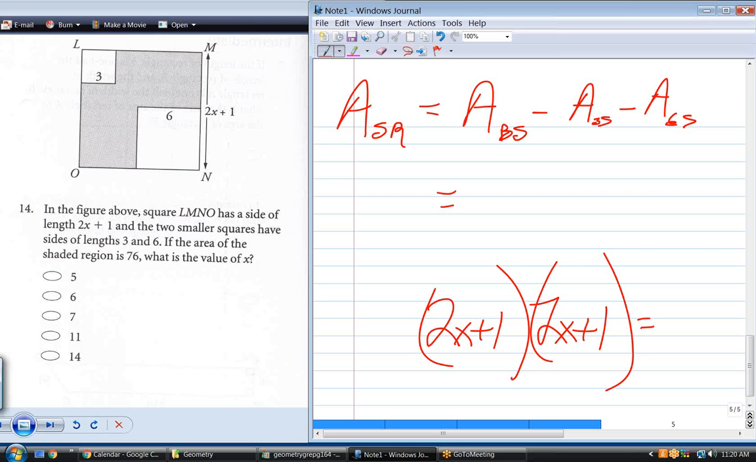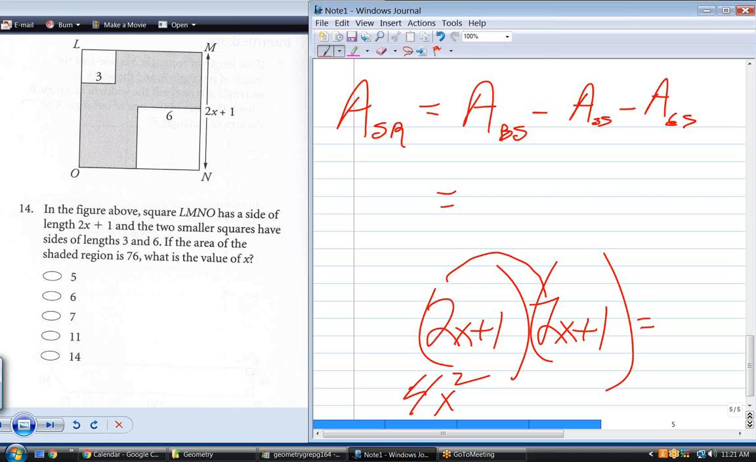So it'd be 2x times 2x. ET, ET if you prefer. I never really have liked the word FOIL, but I love the word ET, ET. It means you multiply every term by every term. What does that give you? We're multiplying, so multiply that term by that term. 2x times 2x is 4x squared.